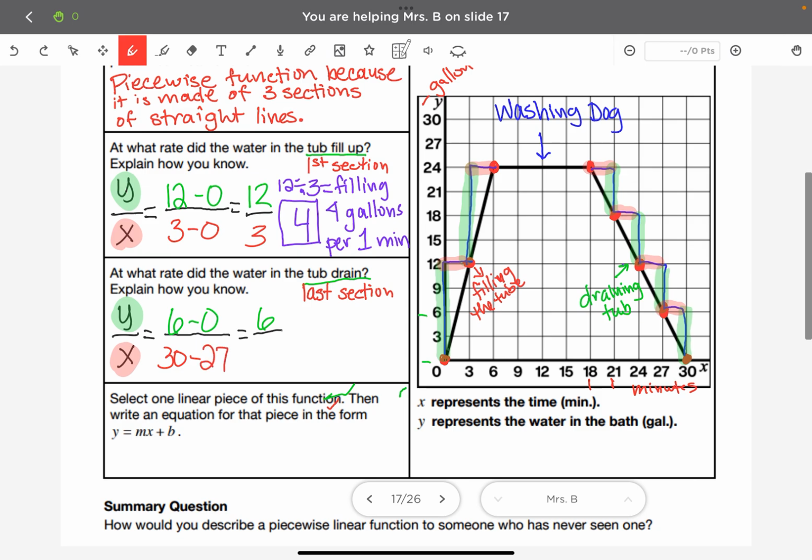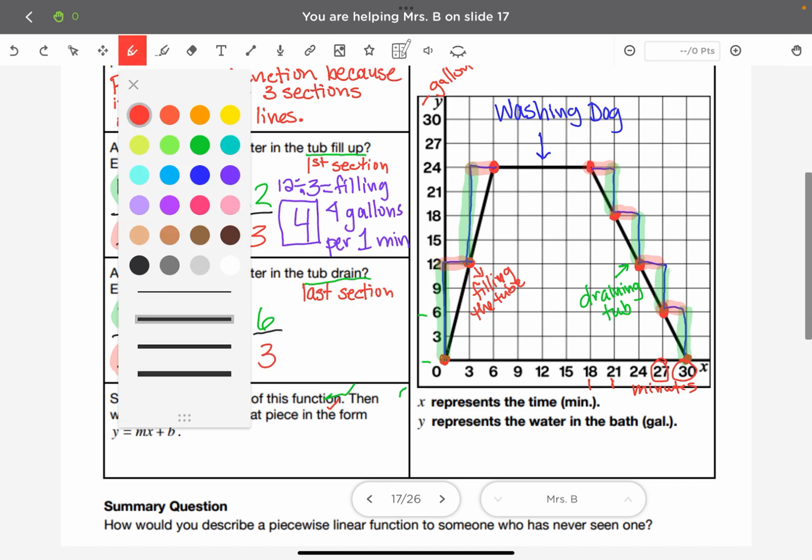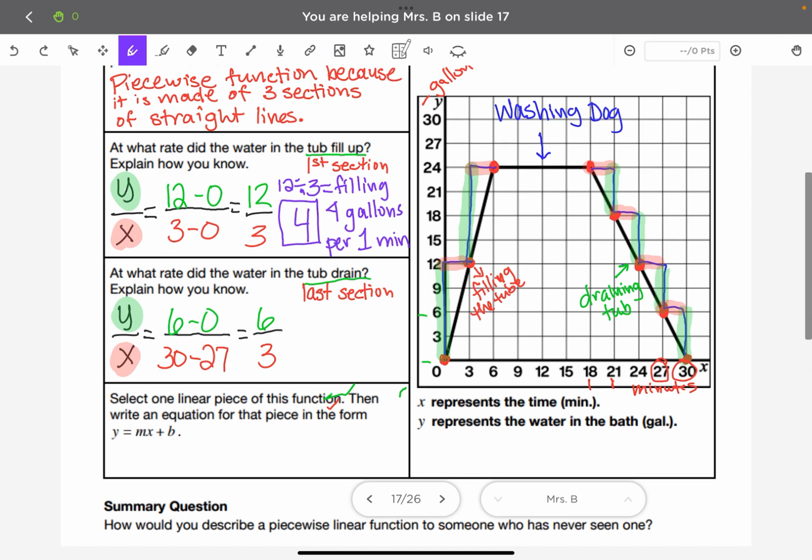So I'm going to use this part here where I'm going from here to here. So 30 minus 27 equals 3. And then I can simplify like I did up above. So I know that I can do 6 divided by 3, which equals 2. It's going down and we're draining, so it's a negative 2. That's going to be my rate.